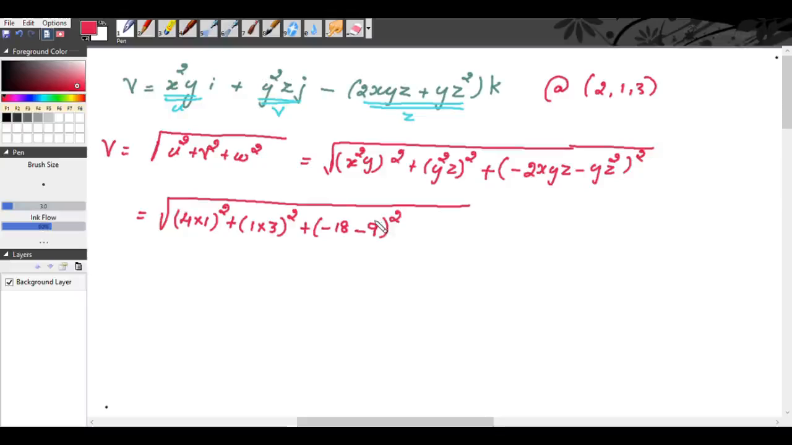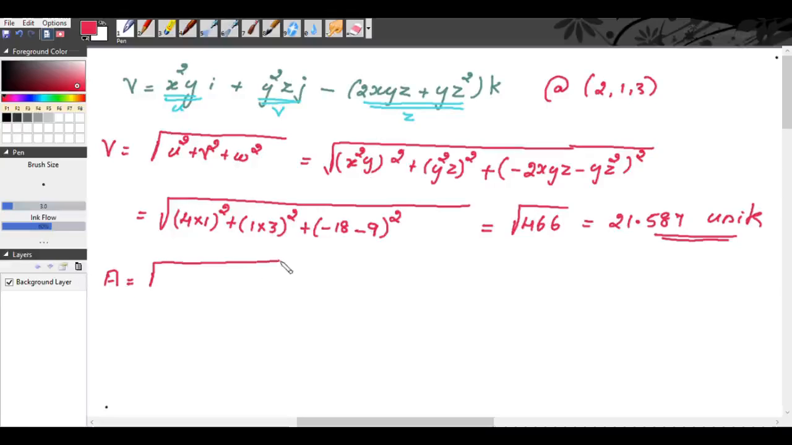So what we get is, substituting, the square root of 466, which is equal to 21.587 units. So this is our velocity. Now we need to find acceleration. We know acceleration is equal to the square root of ax square plus ay square plus az square. Now we need to find what ax, ay and az are.